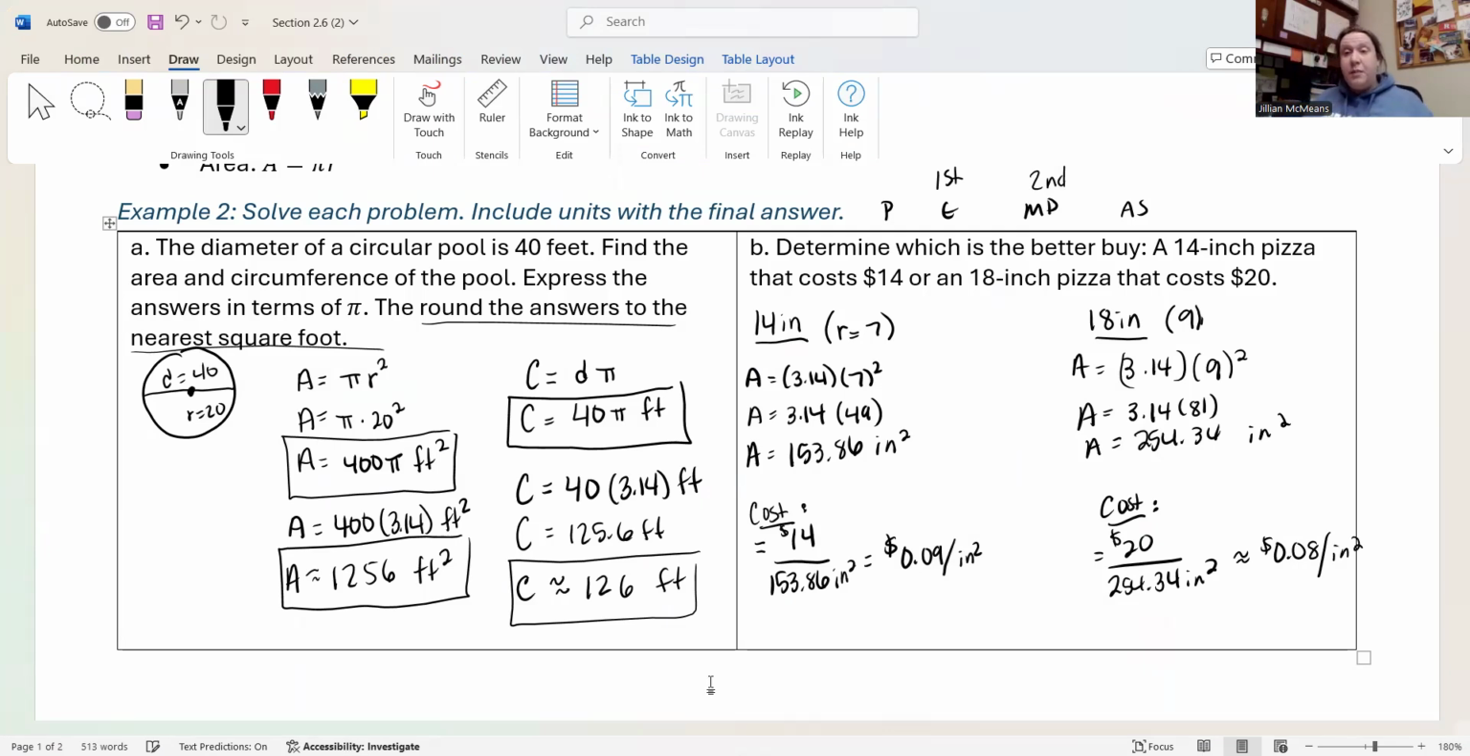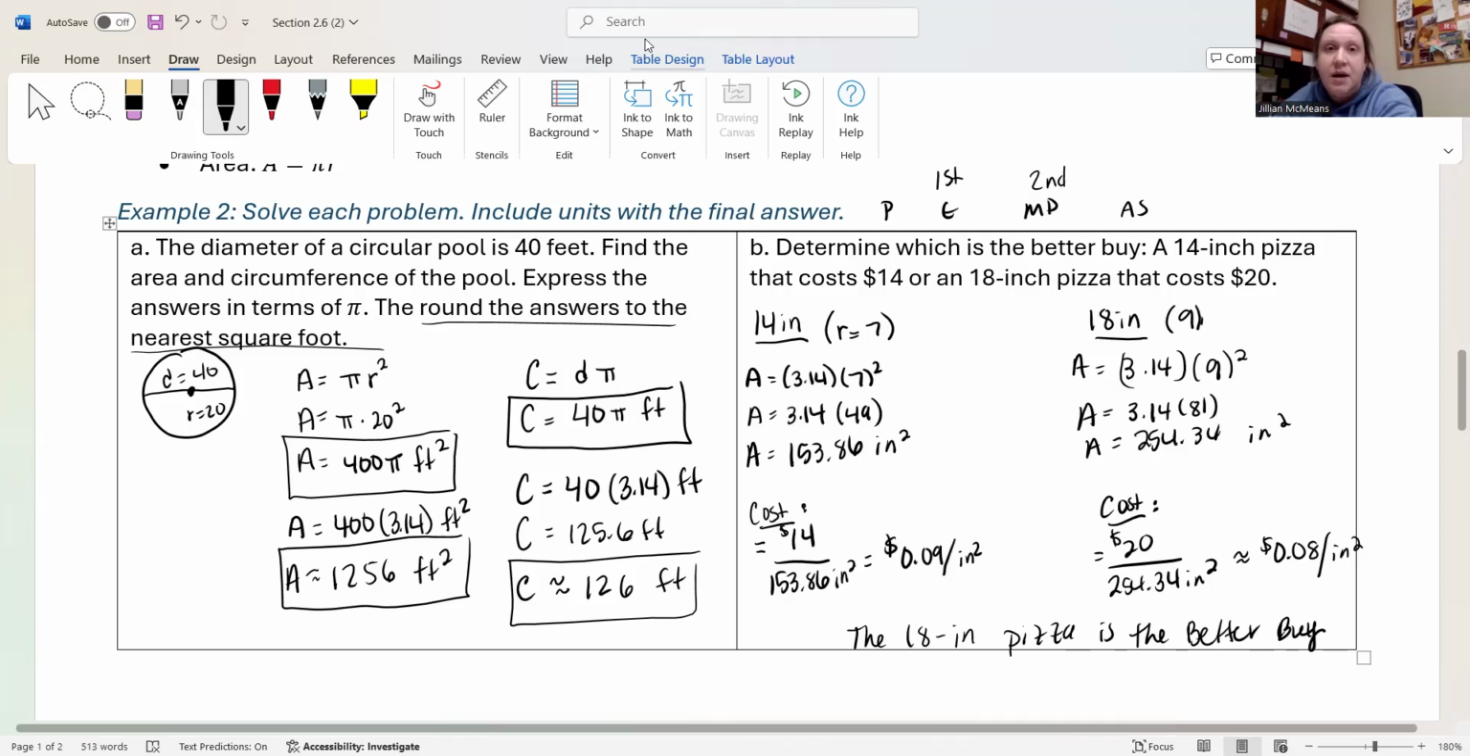So which is the better buy? Well, it just so happens the 18-inch pizza, though more expensive on the surface, is actually cheaper per square inch of pizza. So the 18-inch pizza is cheaper, or we would say the better buy. So when it comes to circles, make sure you remember radius and diameter and the difference between those. Make sure you understand circumference, area, understand what pi is and how to estimate using pi. So just get a little bit of practice playing around with area and circumference.